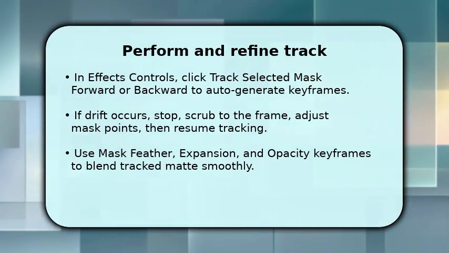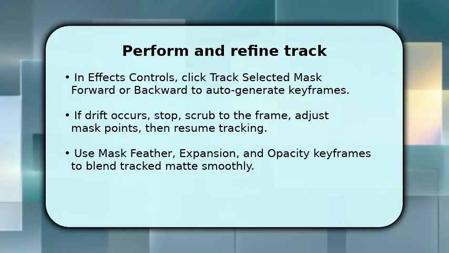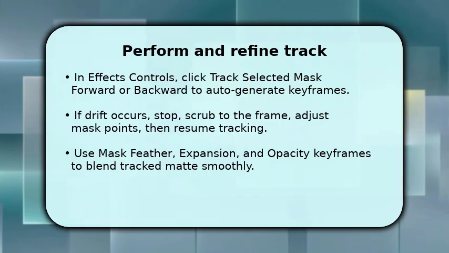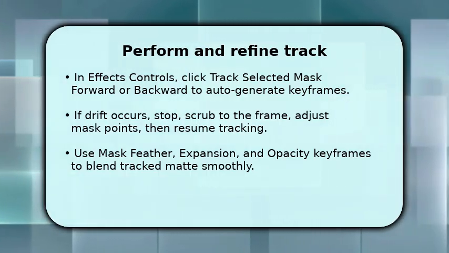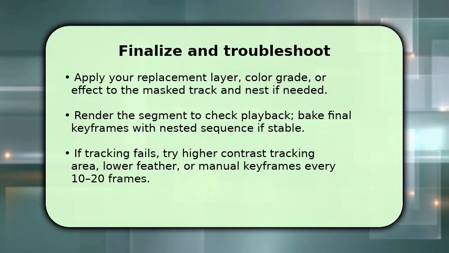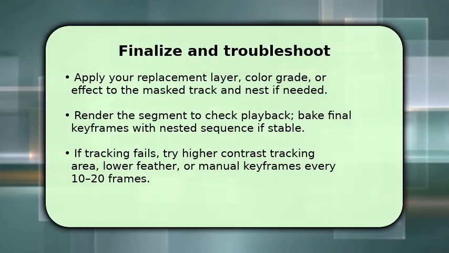If you see drift, pause, go to the problem frame, nudge mask vertices, or add a manual keyframe, and then continue tracking from there. Make sure to refine mask feather, expansion, and opacity keyframes so the tracked element blends naturally into the shot. Finish by attaching the element you want to track, color grade, graphic, or replacement clip, inside the mask or on a nested track.